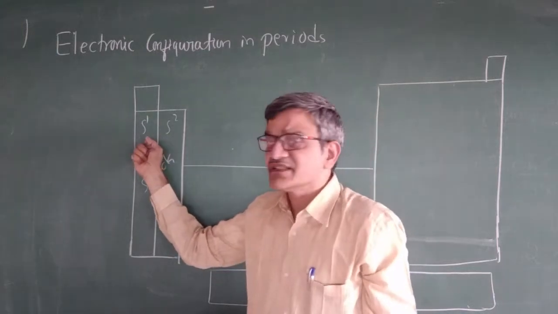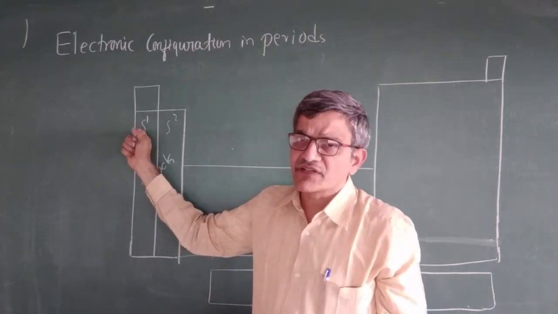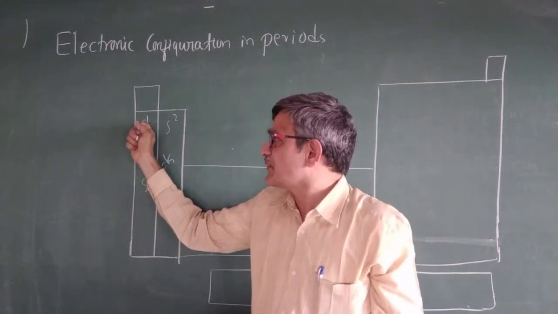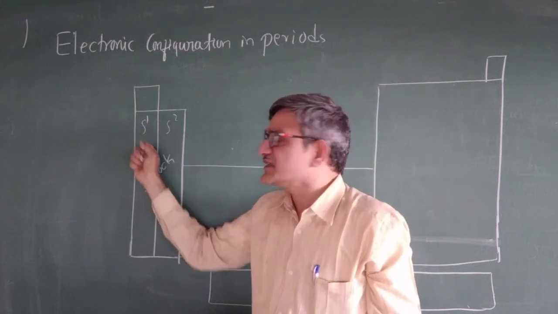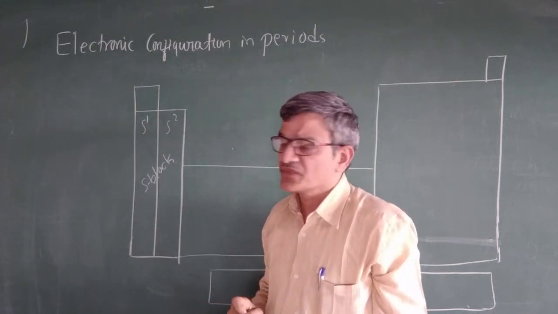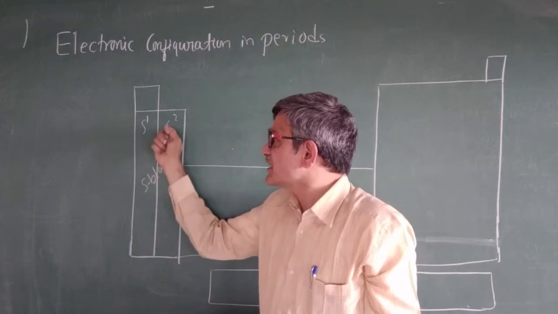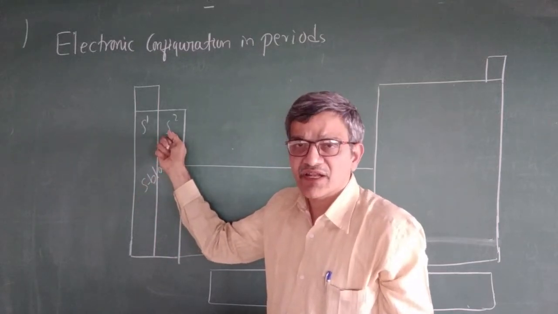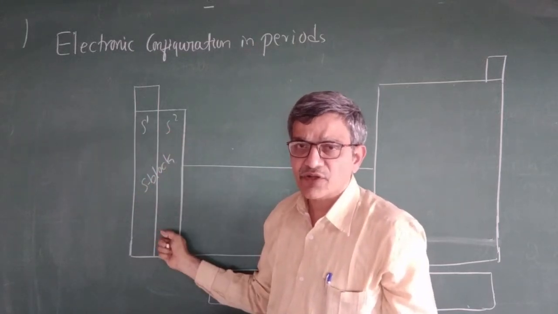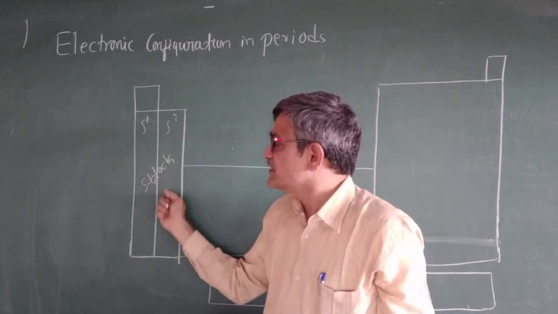Whichever element has its last electron in s1 is considered an s block element. That is the first one. Similarly, s2 appears in the last electronic configuration. So that is the second group.